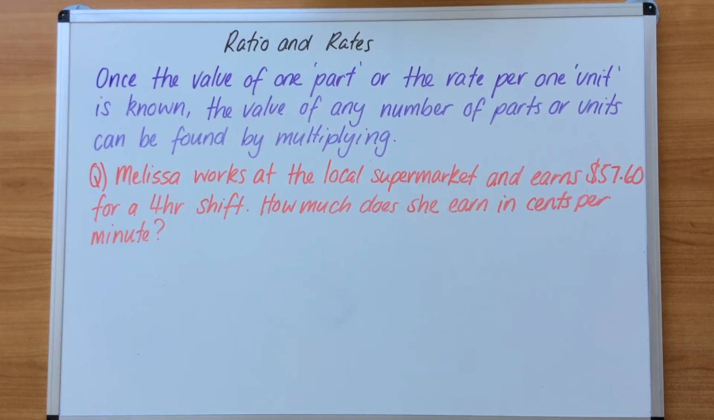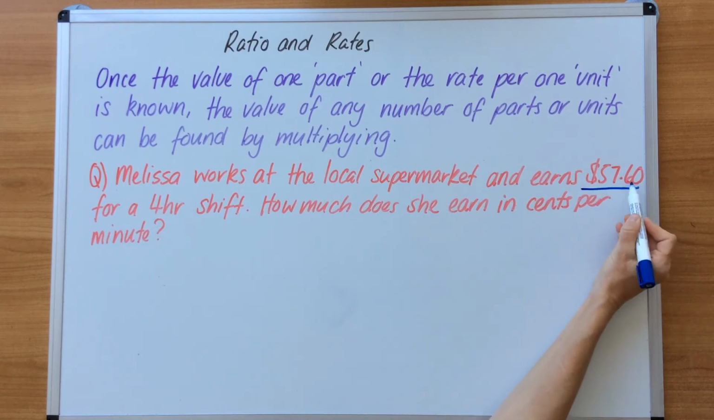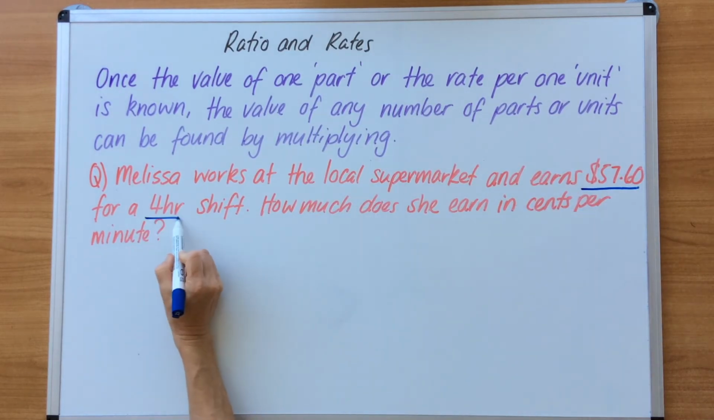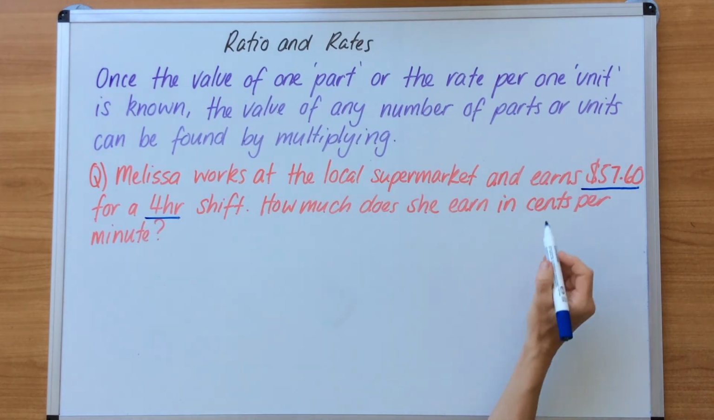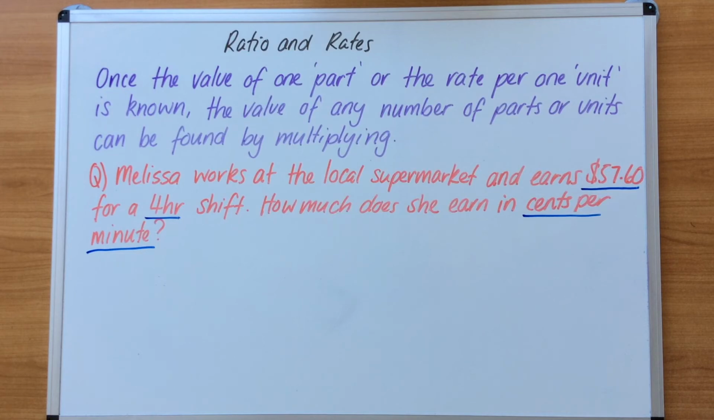So let's take a look at one last question here. It says Melissa works at the local supermarket and earns $57.60 for a 4-hour shift. How much does she earn in cents per minute? So our information is her money earned over 4 hours, and they want to know in cents per minute for the answer. So let's have a look at this.